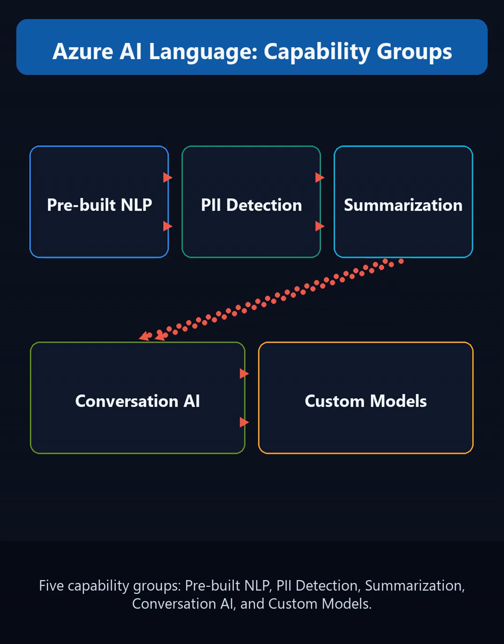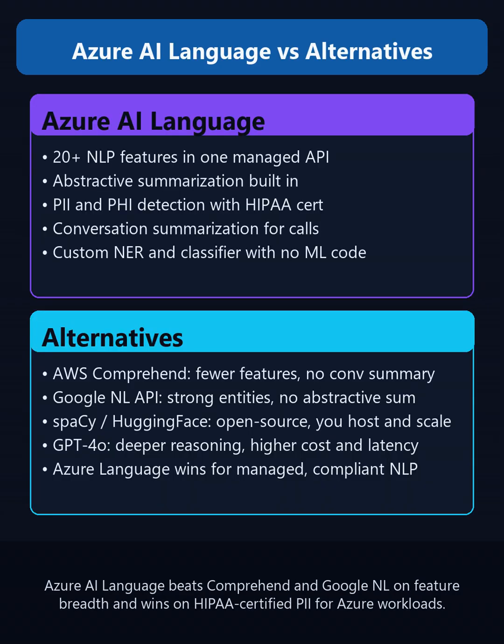How does Azure AI Language compare? AWS Comprehend has similar pre-built NLP, but fewer features and no conversation summarization. Google Natural Language API is strong on entities, but lacks abstractive summarization and custom NER training. spaCy and Hugging Face are open source, but require you to host, scale, and maintain every model yourself. Azure AI Language is the right choice when you want managed, compliant NLP that integrates natively with your Azure workloads.